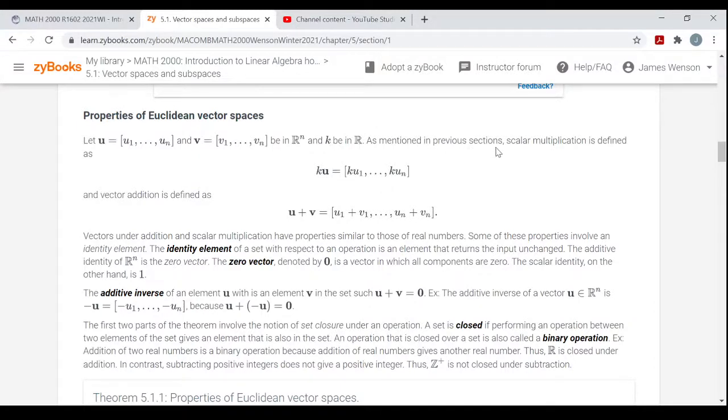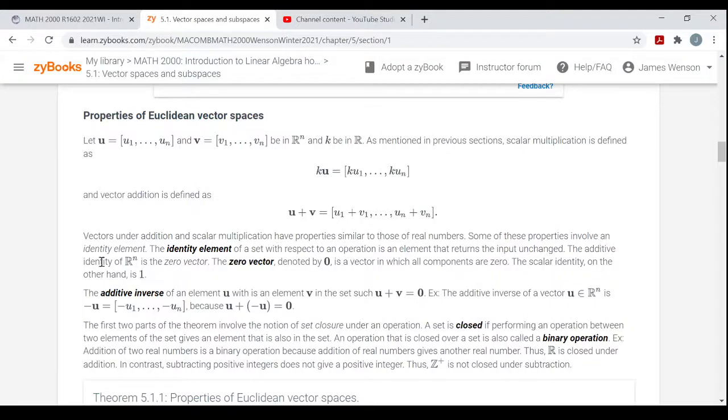As mentioned in previous sections, scalar multiplication is defined this way. If I take a vector and multiply it by a scalar, that's just multiplying each component of that vector by that scalar. And vector addition we've seen defined this way. If I add two vectors, you just add the corresponding components: u1 plus v1, u2 plus v2, and so on. So vectors under addition and scalar multiplication have properties similar to those of real numbers.